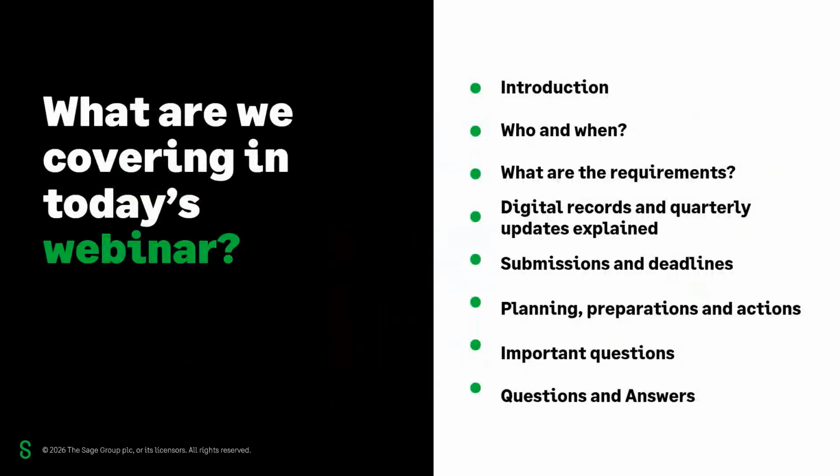So this is what we're going to be covering in today's session. We've got quite a lot to get through, so please do bear with me. But we're going to start by introducing Making Tax Digital, what it is and when it was first introduced. Then we'll look at who will be impacted and when are the different thresholds. We'll also look at what are the requirements, and we've broken it down into 3 sections. So recording, submitting your quarterly updates and your final adjustments and your tax return.